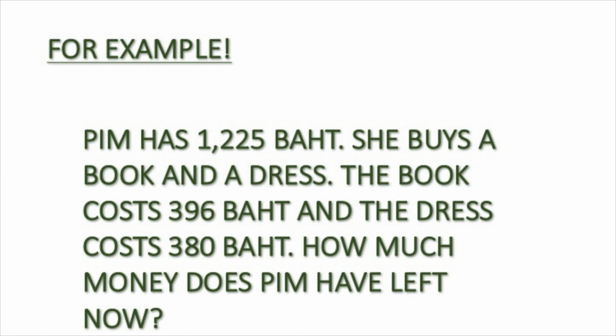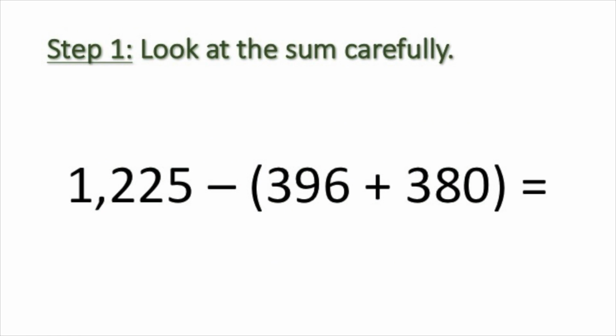Okay, now it sounds like a really long problem, but all we need to do is identify the calculations that we need to make. So we can write our word problem like this. 1,225 minus, open brackets, 396 plus 380. Yes. So what's the first sum that we need to do, guys? Remember, we always start where?